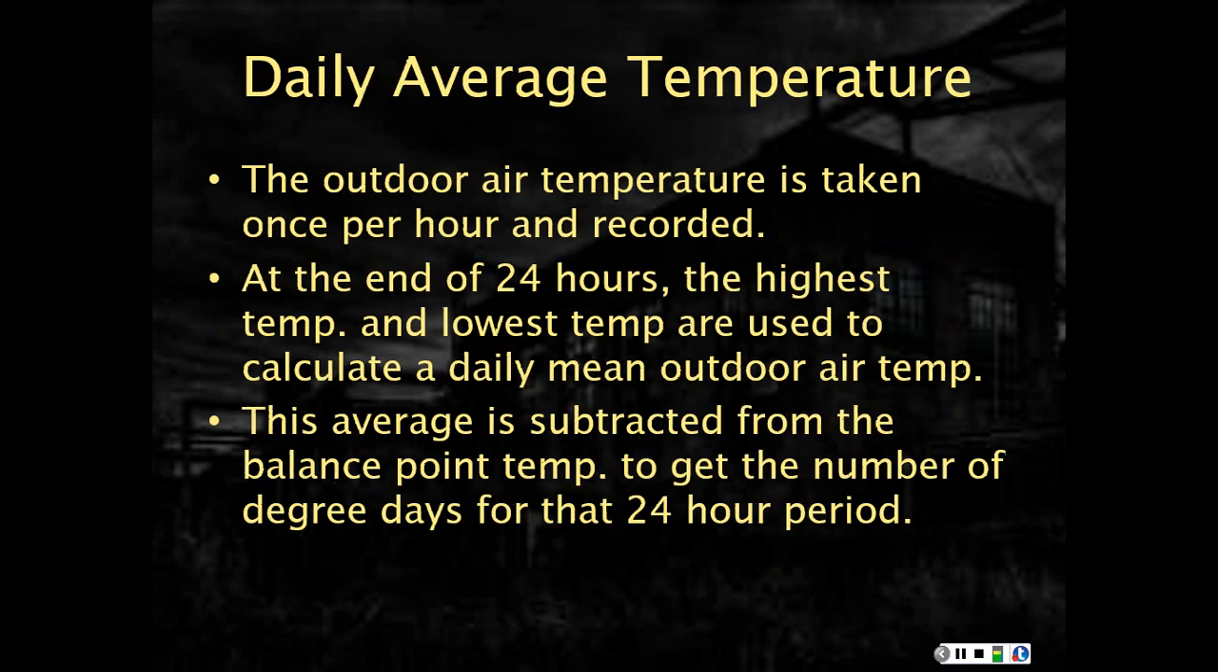The daily average temperature is the rest of the calculation. It's done and added up every 24 hours. So for every 24-hour period, they take the daily high and the daily low within that period, and they calculate a mean. That mean is subtracted from the balance point temp to get the number of degree days for that 24-hour period.